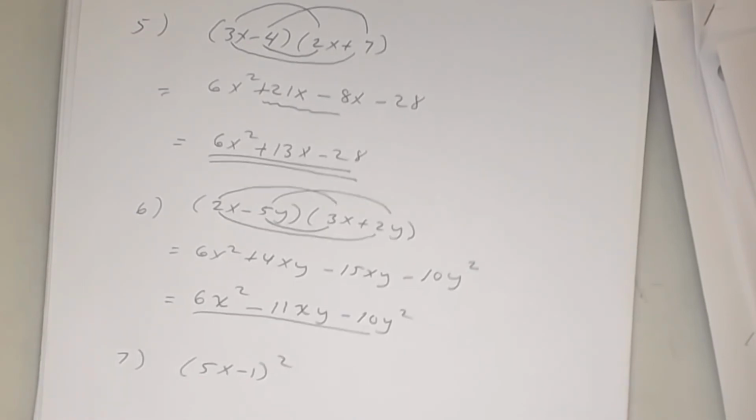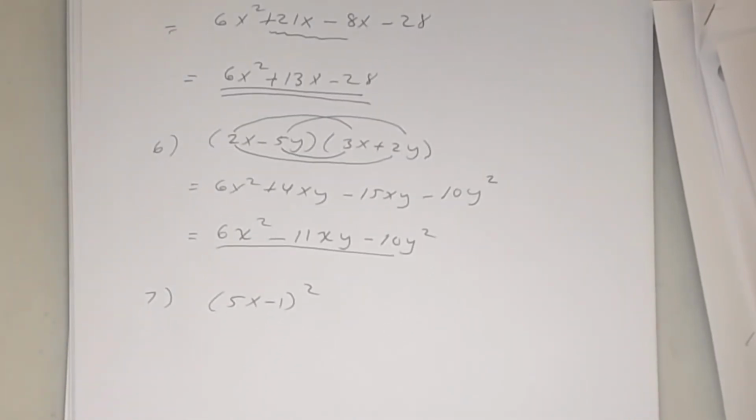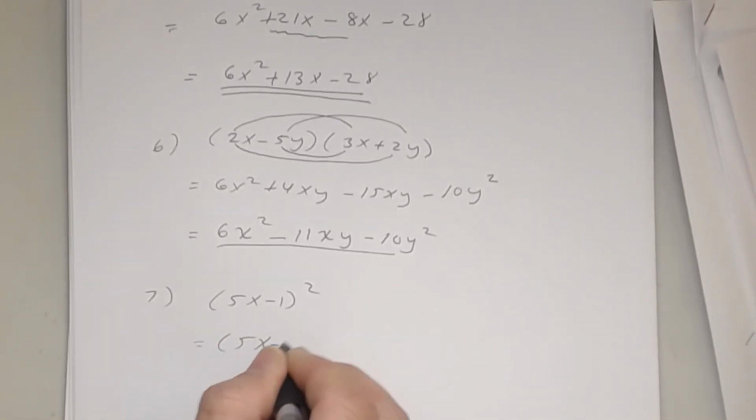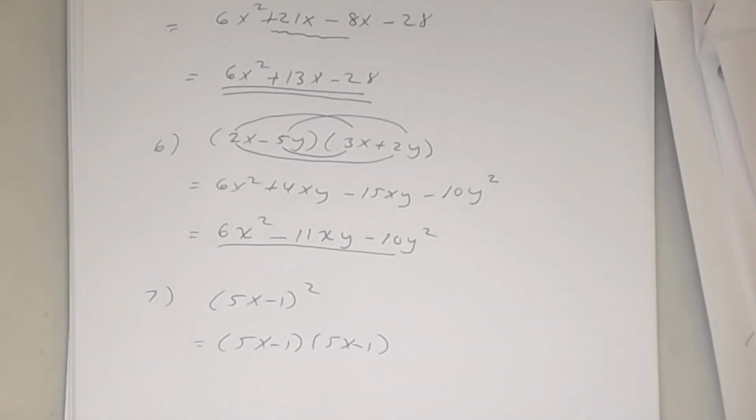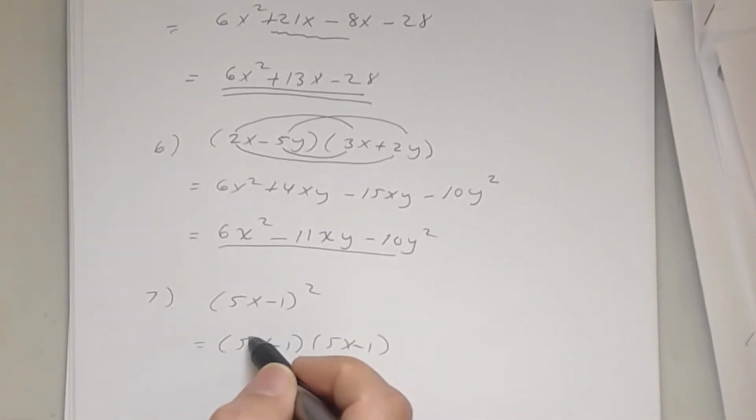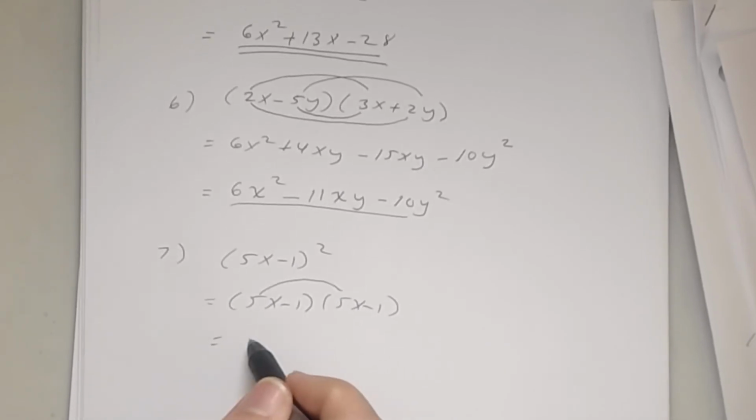All right, what about this? Remember how to do this? Yeah, so 5x minus 1 squared means what? 5x minus 1 times itself. 5x minus 1. And so you just use the FOIL method again. So what two terms do you multiply to get the first? Yeah, so it's 5x times 5x.